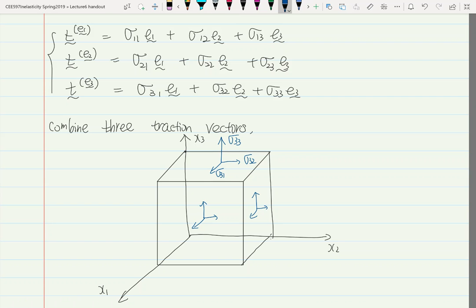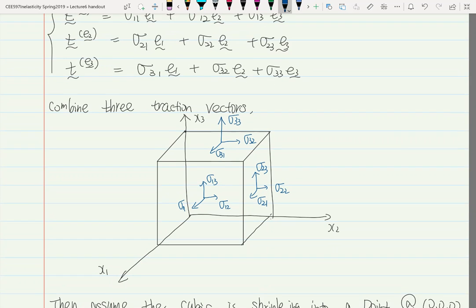I'm just going to write it on the surface with E2 as the normal vector. So this is sigma 2 2, sigma 2 3, sigma 2 1. And then you would have another one with E1 as the normal vector, where this is sigma 1 1, and this is sigma 1 3 and sigma 1 2.